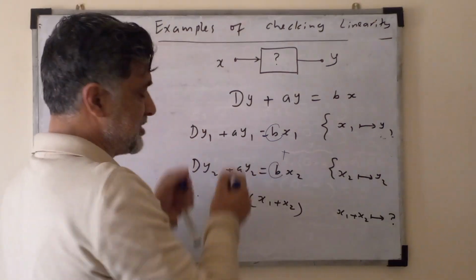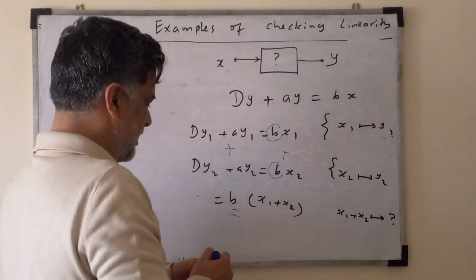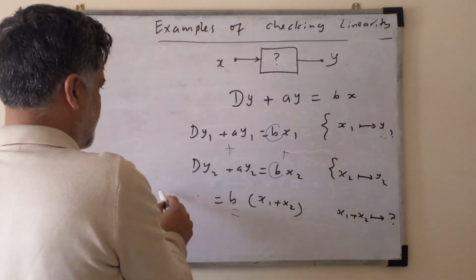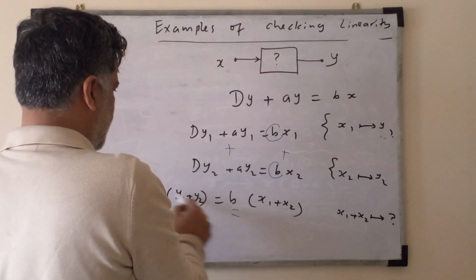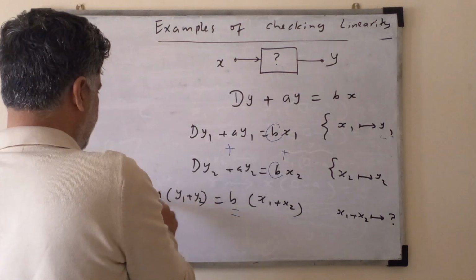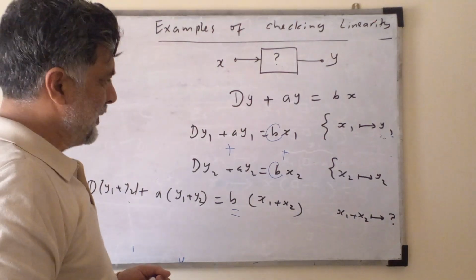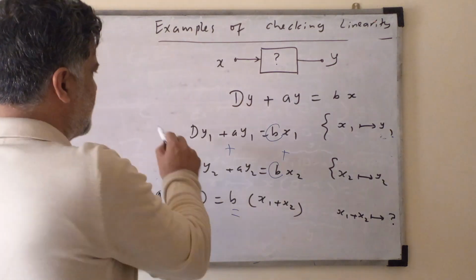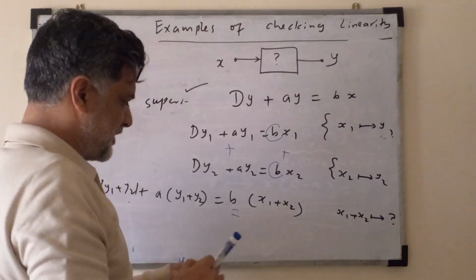I don't care whether the system is linear or not. If I'm adding these two things, I will add these two things as well. And when I add them, a automatically becomes common and D applies to y1 plus y2. So you see, it automatically satisfies superposition.